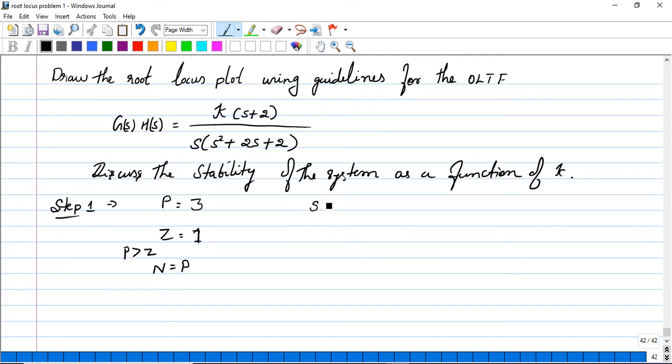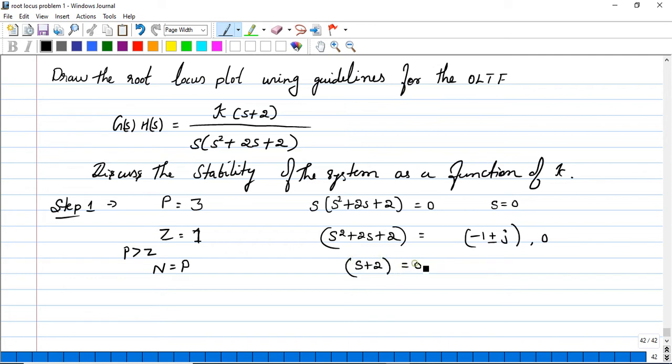If I consider the equation s(s² + 2s + 2) and set it to 0, I will get 1 root as s = 0, and from s² + 2s + 2, I will get the roots as -1 ± j. So in total I will be having 3 roots: 0 as one root followed with -1 ± j. Similarly, if I take the numerator s + 2 = 0, I will get a root at -2, 1 root, that is one zero.